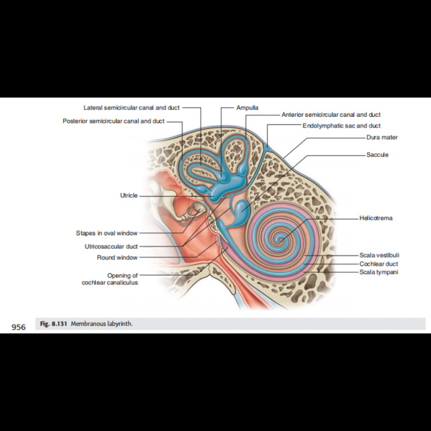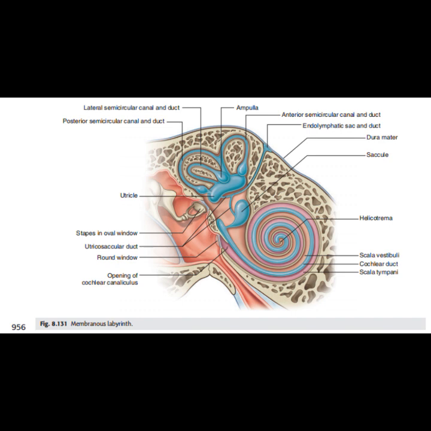Each semicircular duct is similar in shape, including a dilated end forming the ampulla, to its complementary bony semicircular canal, only much smaller. The saccule is a smaller, rounded sac lying in the anteroinferior part of the vestibule of the bony labyrinth. The cochlear duct empties into it.